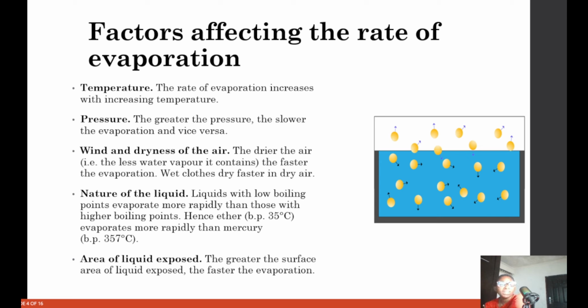Also, the area of liquid exposed. The greater the surface area of liquid exposed, the faster the evaporation.